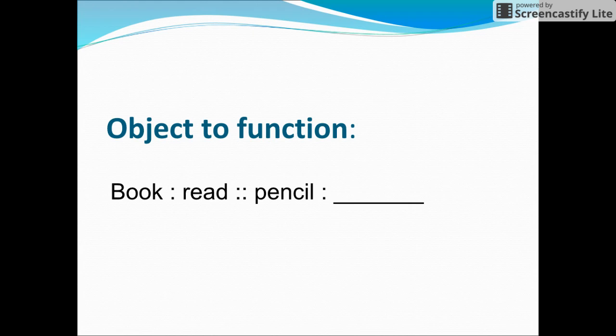Object to function. So a book is your object. What is the function of the book? What do we use the book for? We use the book to read. So book is to read, as pencil is to, what do we use a pencil for? You guys know this. Pause and write your answer. To write. You're correct. Book is to read, as pencil is to write. Easy peasy. And I hope you're saying lemon squeezy in your head right now.